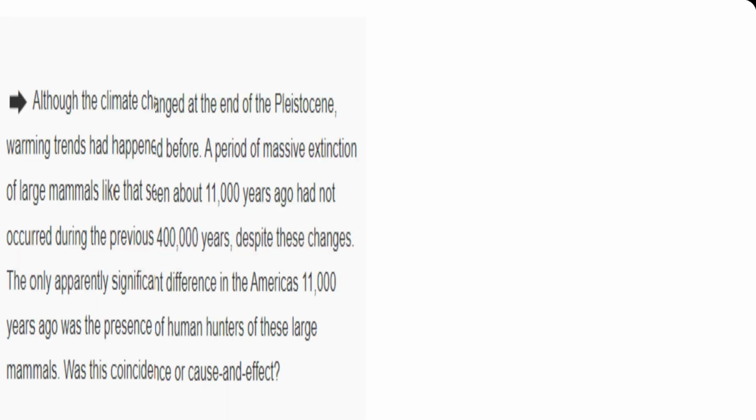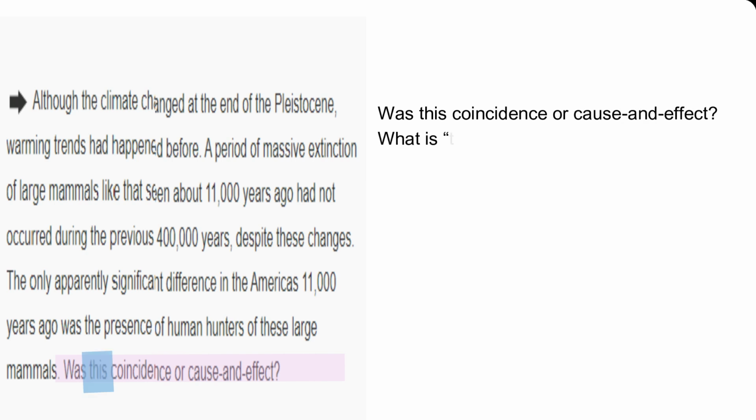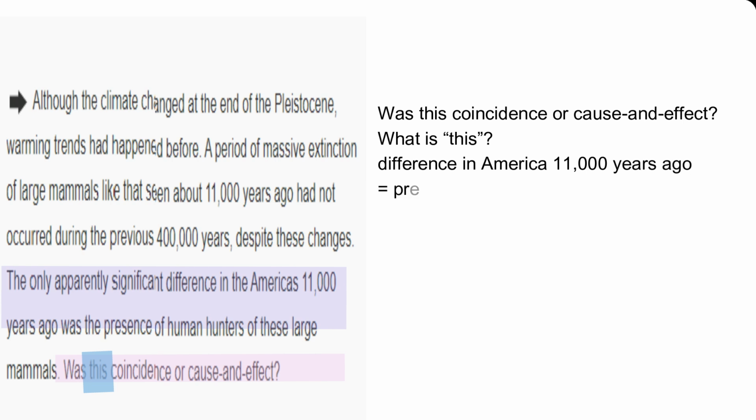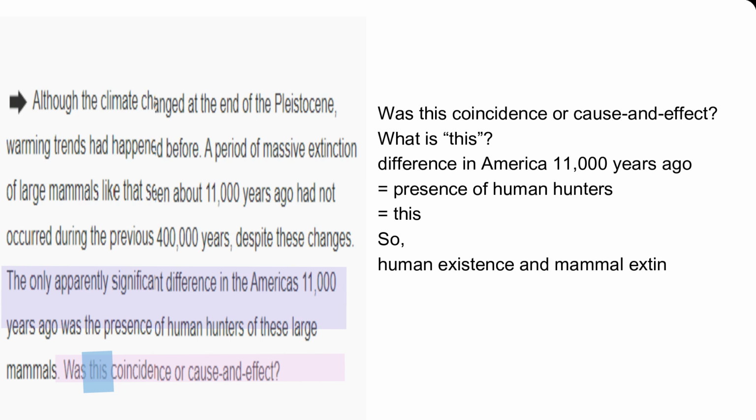Second paragraph. The next paragraph is short and begins with a fact. So let's skim to look for the big idea, which comes at the end of the paragraph. Was this coincidence or cause and effect? Since the sentence contains a pronoun, we should look for the antecedent to understand the sentence, which is, the only apparently significant difference in the Americas 11,000 years ago was the presence of human hunters of these large mammals. So difference equals human existence 11,000 years ago. This equals difference. So the question raised is whether human existence and mammal extinction is accidental or causational.